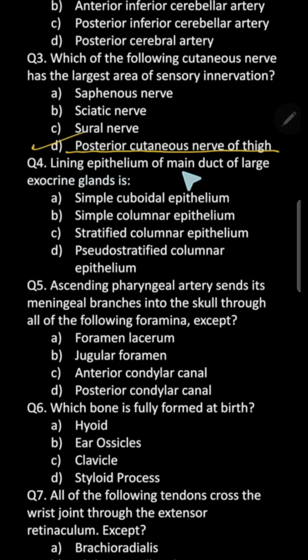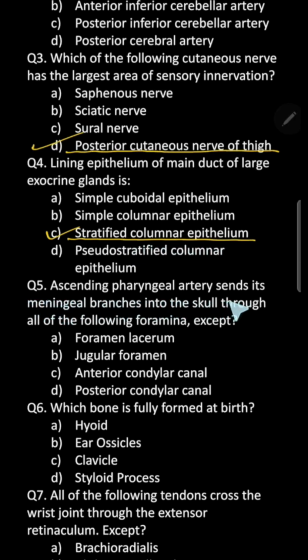Lining epithelium of main duct of large exocrine gland is. Answer is stratified columnar epithelium. Remember this. Like we're talking about the Stenson's duct, the Wharton's duct, duct of Wirsung, Santorini's duct, common bile duct. So all these ducts, they're lined by stratified columnar epithelium. Remember this.